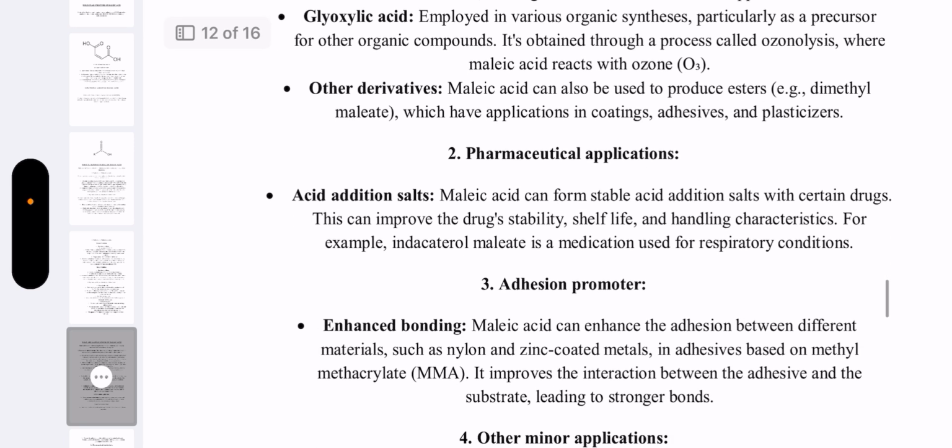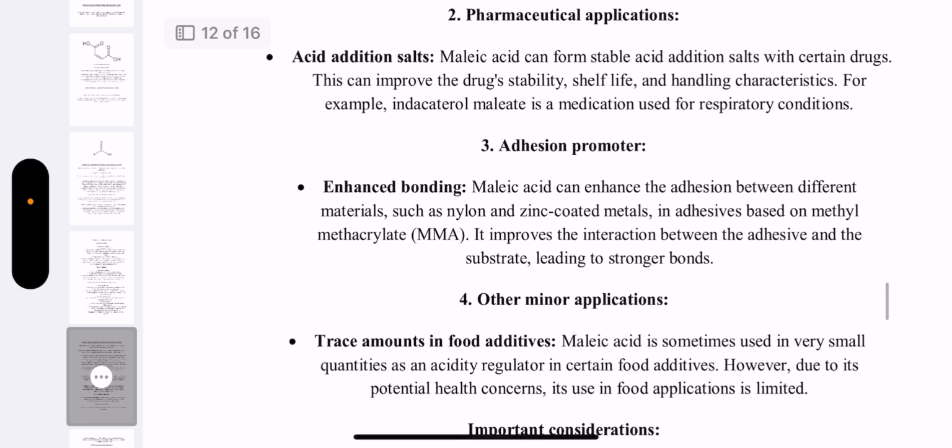Other pharmaceutical applications: additions of malic acid form salts with certain drugs, and this can improve the drug's stability, shelf life, and handling characteristics. For example, a medication is used for a specific condition. As an adhesion promoter, malic acid can help bonding between different materials, such as lowland and zinc coated metal, in the same base material. It improves the interaction between the acid and a substrate, leading to a stronger bond.